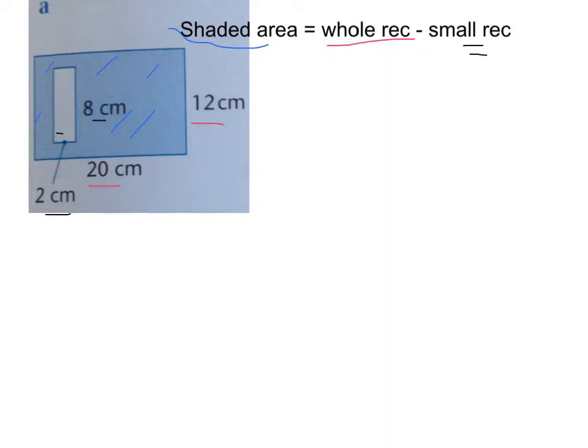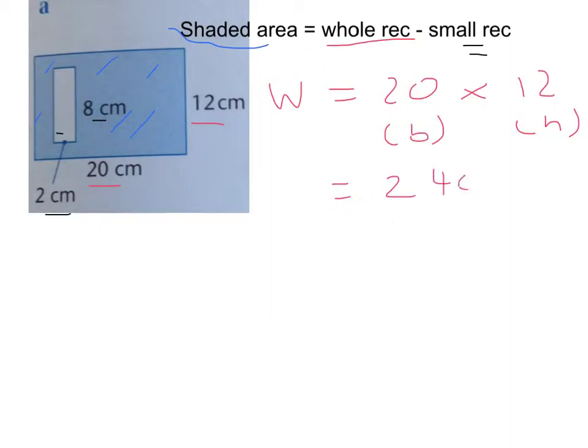So first calculate the whole rectangle. I'll do that now. So the whole would be 20 times 12. Remember, we need to do breadth times height. 20 would be breadth, and 12 would be height. So we put it in our calculator. 20 times 12 equals 240. And remember, the units would be centimeters squared because it's area.